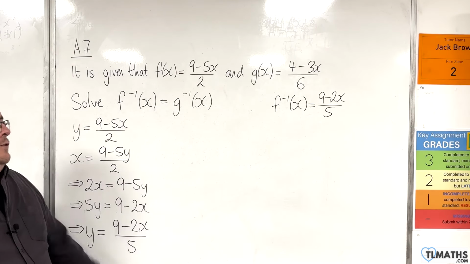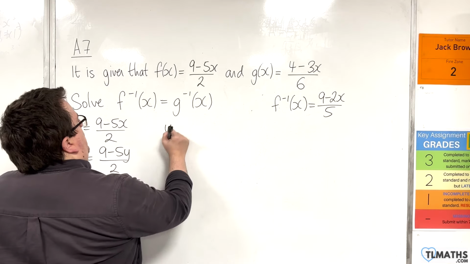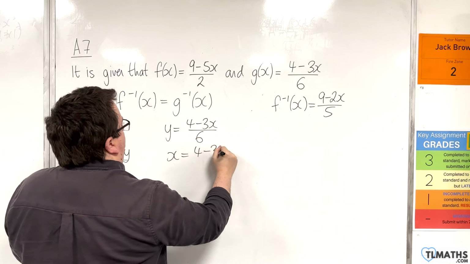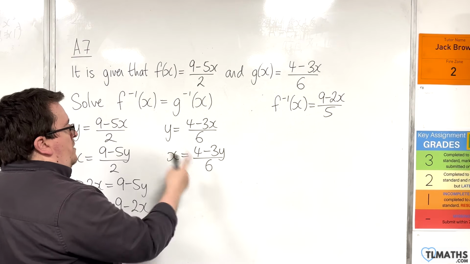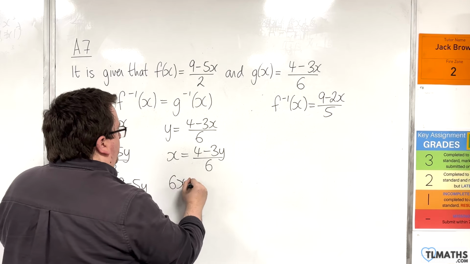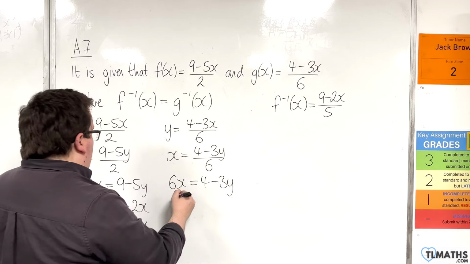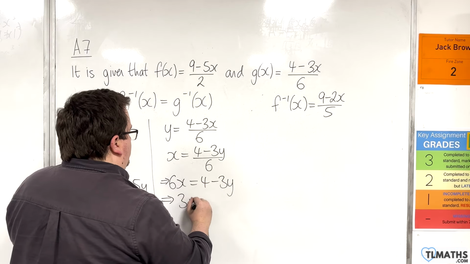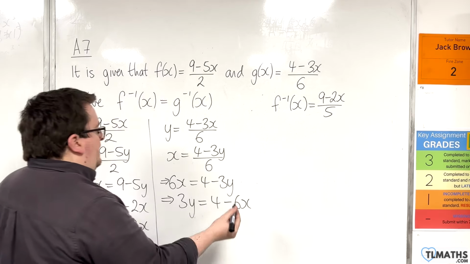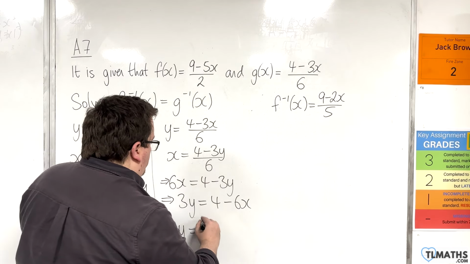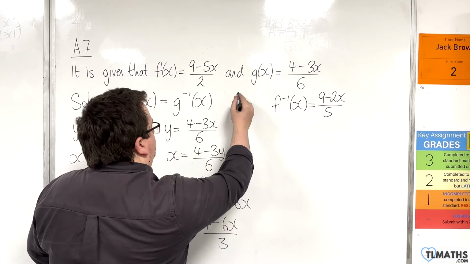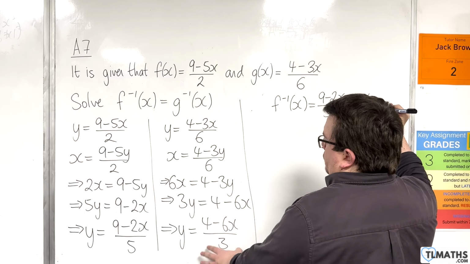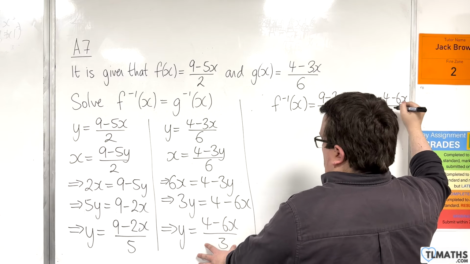Okay, let's find the inverse function of g now. So write y is equal to (4 take away 3x) over 6. Swap the x's and y's. Then rearrange this to get y equals. So I'm going to multiply it by the 6 first. I'm going to add the 3y to both sides and subtract 6x from both sides. And then I'm going to divide through by 3. So y is going to be (4 take away 6x) over 3. So the inverse function of g is (4 take away 6x) over 3.